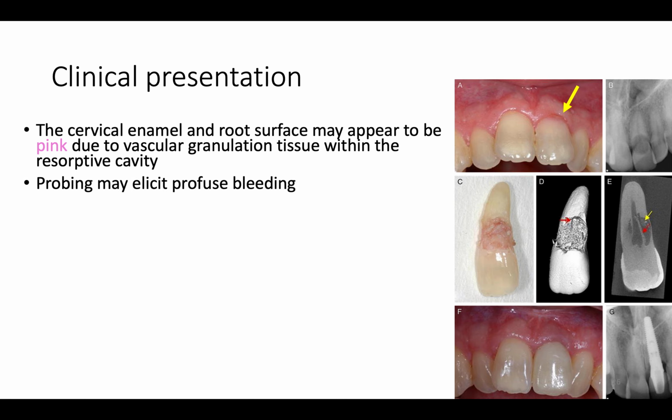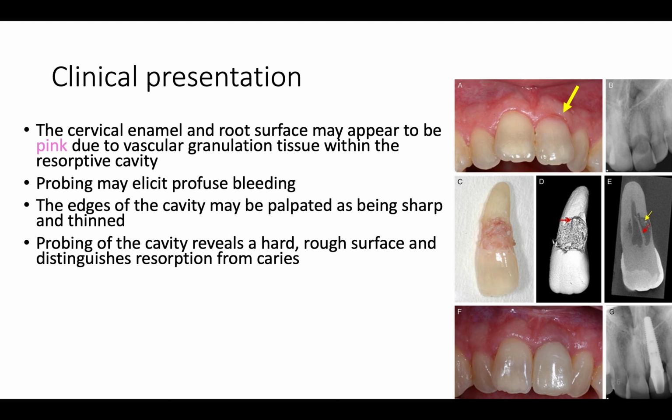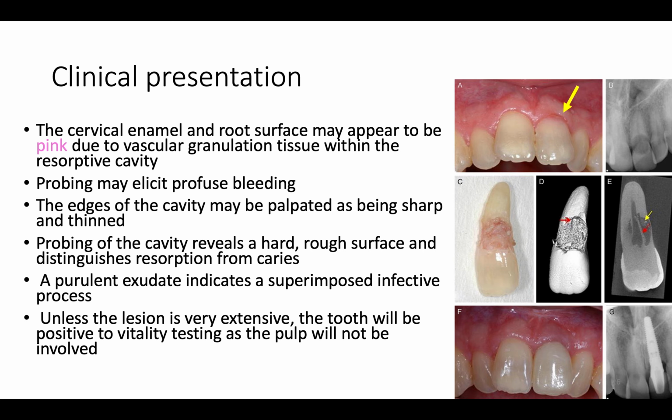So a pink spot. And if you try to probe the area, you will get profuse bleeding because this resorptive tissue is highly vascularized. The edges of the cavity will be sharp and irregular, and this will differentiate it from caries, which is soft. You can sometimes find a purulent exudate, which indicates an infection of this granulation tissue.